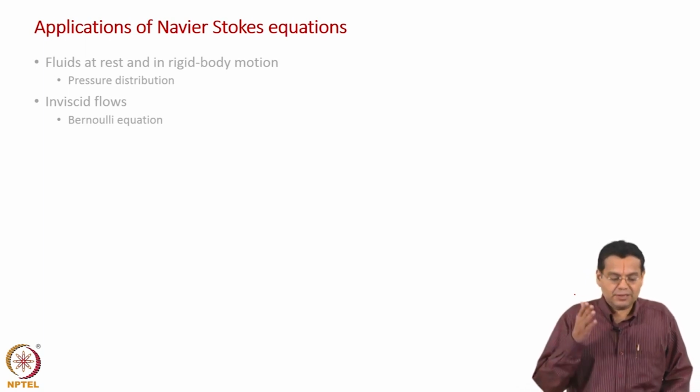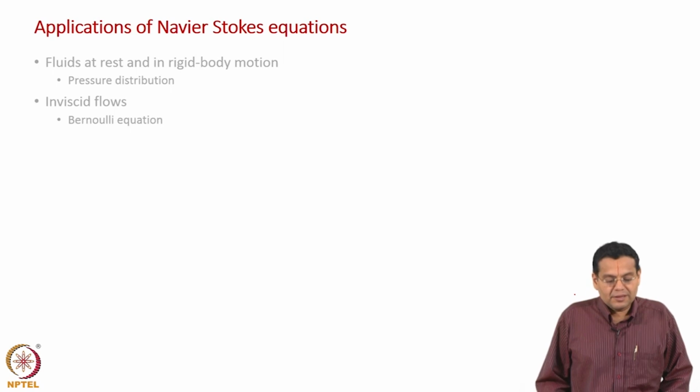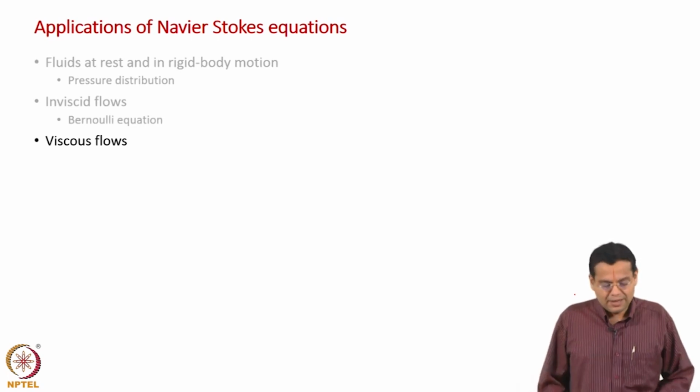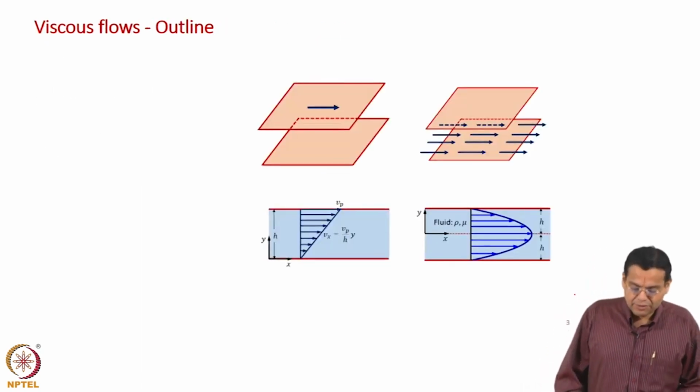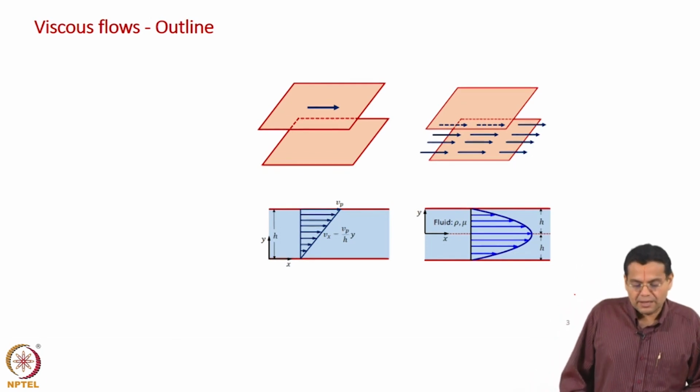Initially it was fluids at rest and rigid body motion, and there are no viscous stresses at all. Then we considered inviscid flows where the viscous stresses were negligible. Now, we are going to consider viscous flows, which means that there are viscous stresses. And we are going to discuss flow between parallel plates, which we have come across several times, and the main objective is to derive the velocity profile. Okay, so, let us look at the outline for this set of applications.